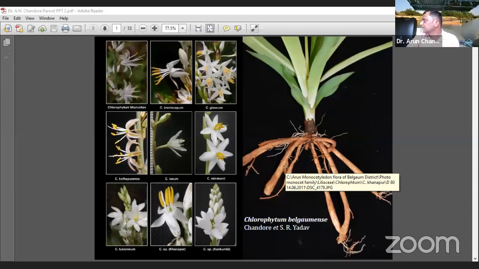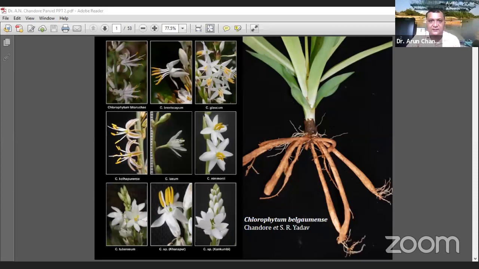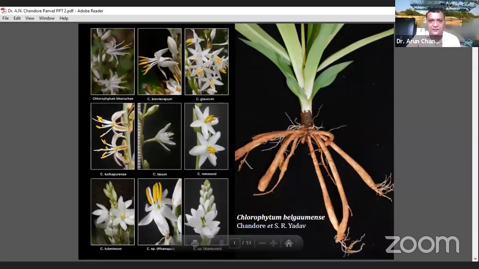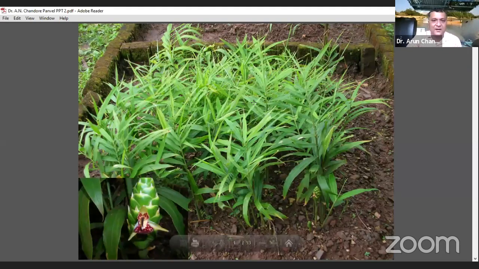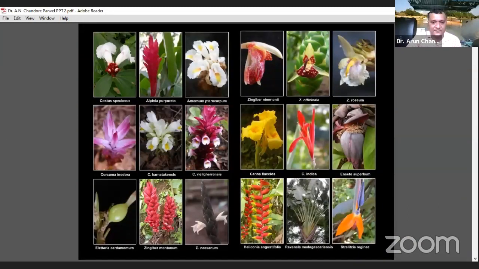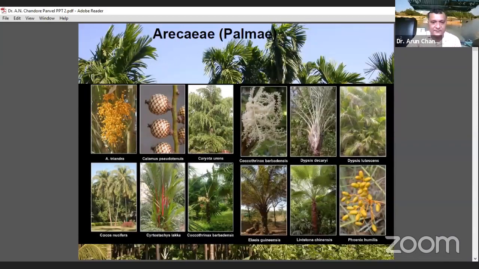Okay, this is the Eulophia genus. I will not go into detail. This is ginger. You see, this is the diversity of ginger: Alpinia, Curcuma, Costus, then Canna, and other members. This is the Cannaceae member. Then the members of Arecaceae, the palm family. Here, most of the palm species are cultivated, and some are wild species, such as Calamus, Phoenix, Corypha, and Arenga.